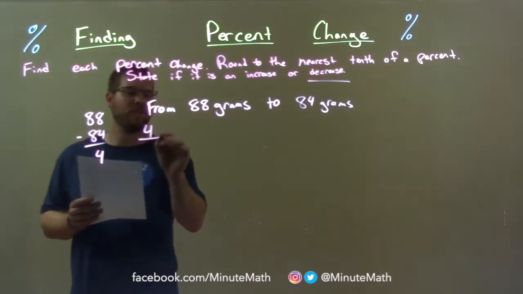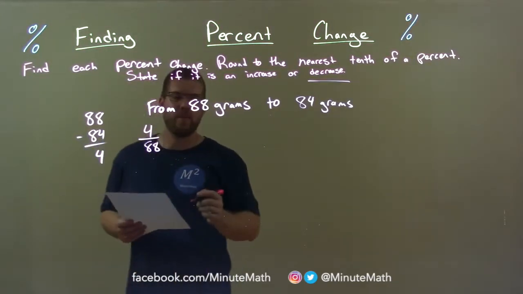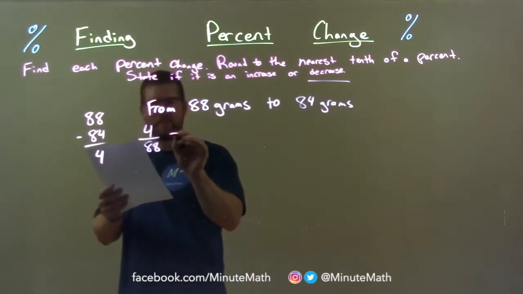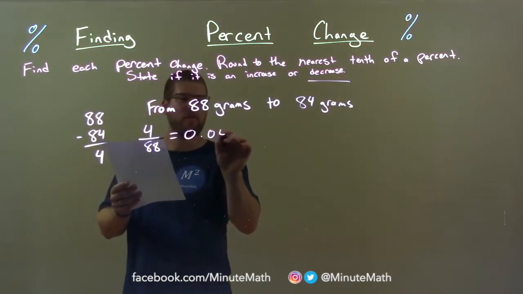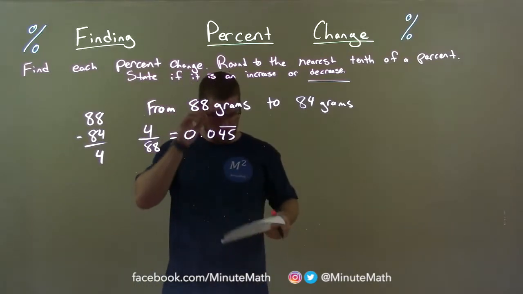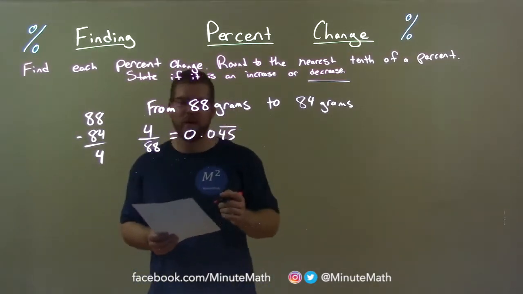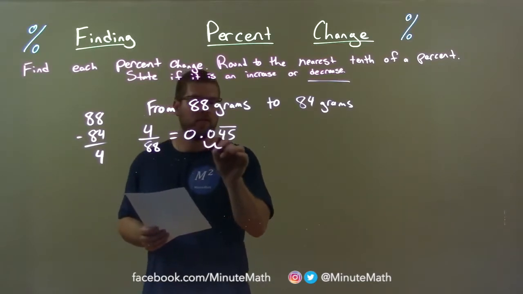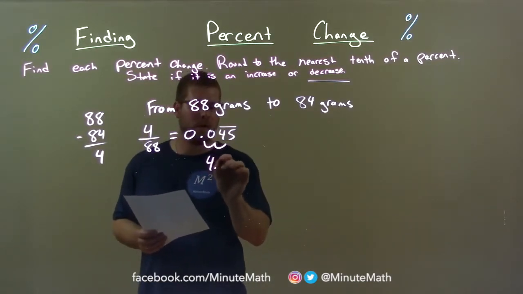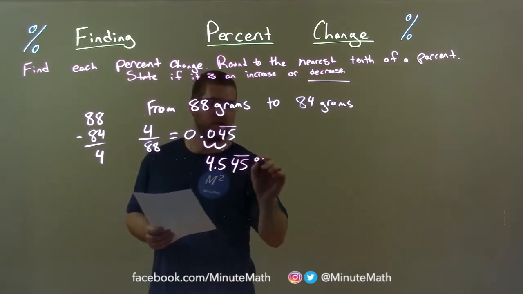Take that number 4, divided by the first number, 88. Okay? 4 divided by 88 gives me the decimal 0.045, and the 45 is repeating forever right there. All right? So, well, how to write that as a percent? Point right here, 2 spots to the right. We got 4.545, and the 45 will repeat forever.